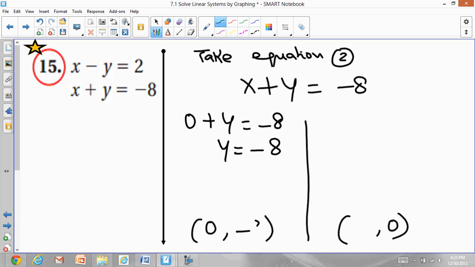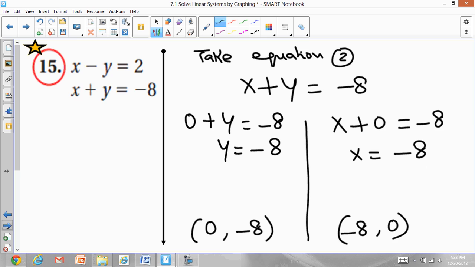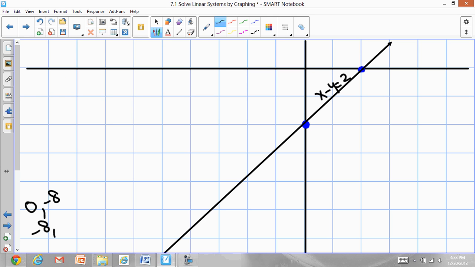Now taking the same equation, in this case I'm going to substitute my y as 0. So x plus 0 is equal to negative 8. x is equal to negative 8. So this point gives me negative 8. Now I'm going to go back to the same graph: (0, negative 8) and (negative 8, 0).